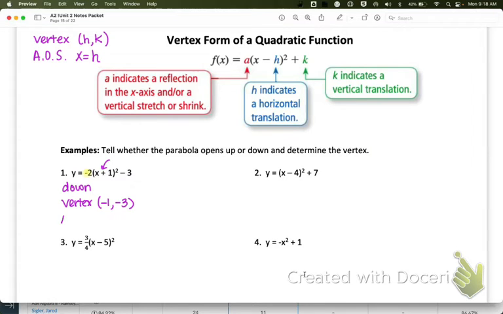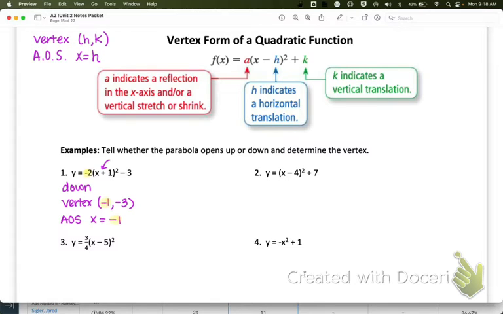And then it didn't ask us for it, but I'm going to go ahead and give the equation of the axis of symmetry, which is going to be x equals -1. Remember, it's x equals because it's a vertical line, and it's always going to go through the x coordinate of any point, and the vertex is where we're looking. So it's x equals -1, okay? That's all there is to it. It's going to be the same for all of these.